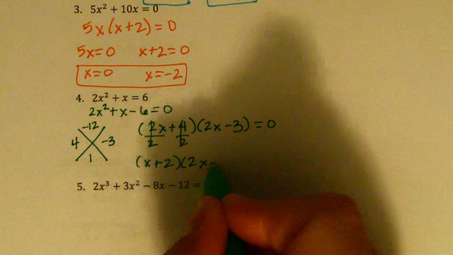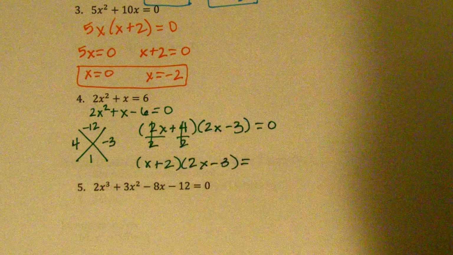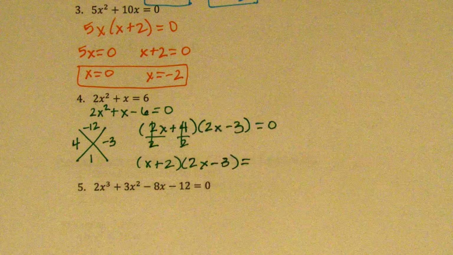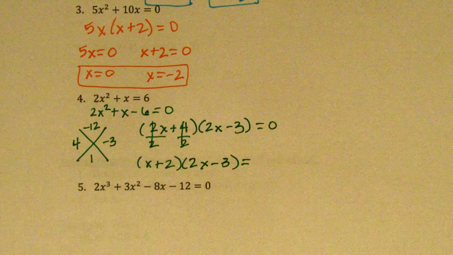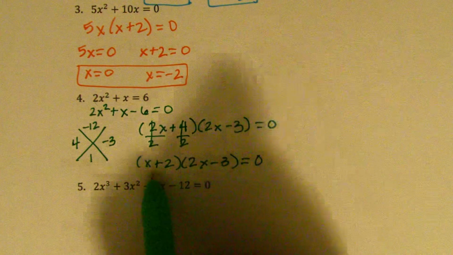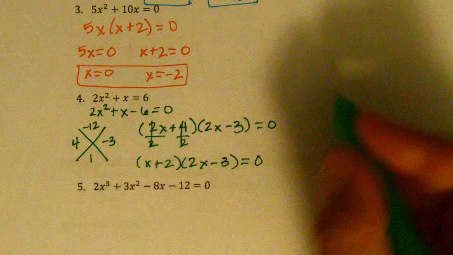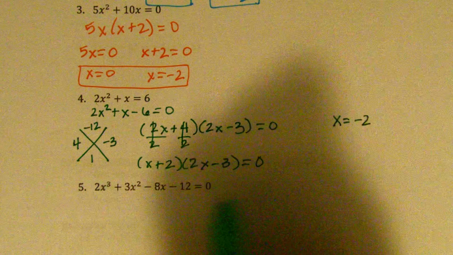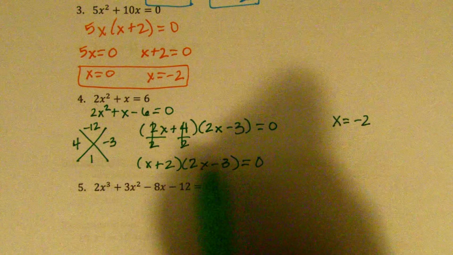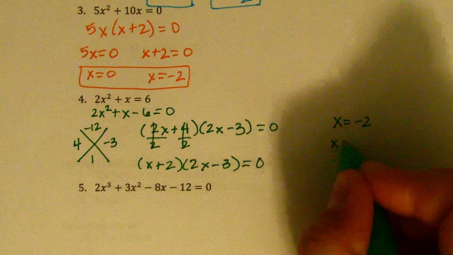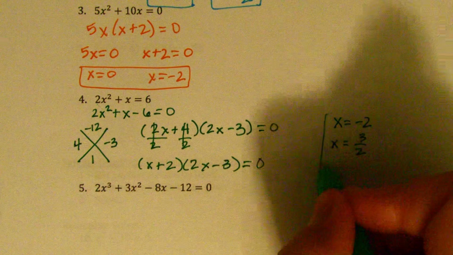And if you're feeling rusty on your X method, you can go back to that video and get a refresher on how to do the X method. So these are my two factors. x plus 2 is going to give me x equals negative 2. 2x minus 3, if I add 3 and divide by 2, x is equal to 3 over 2.